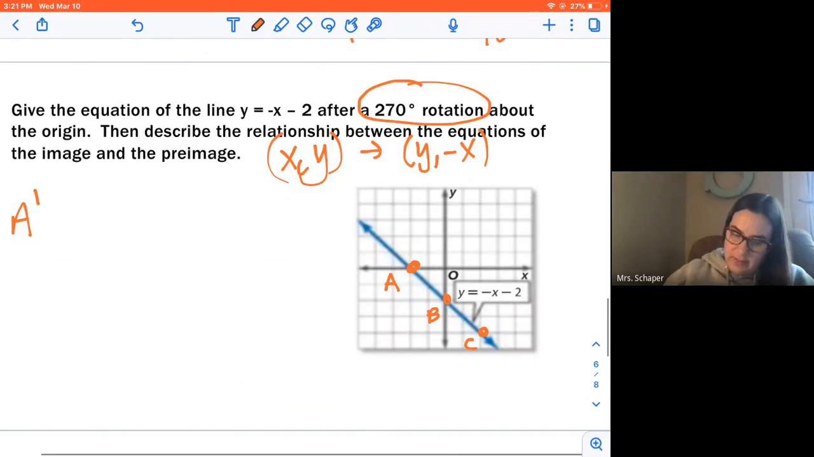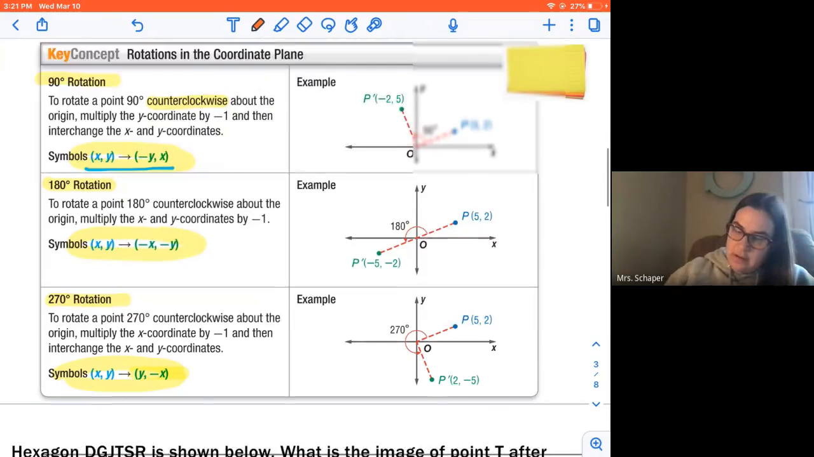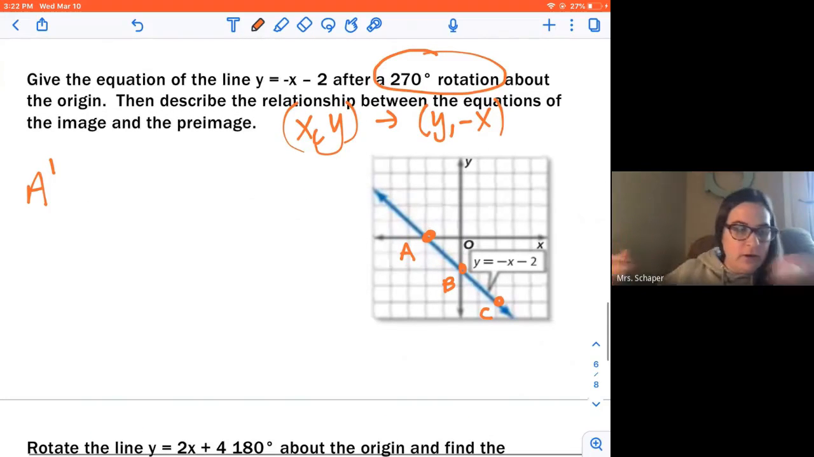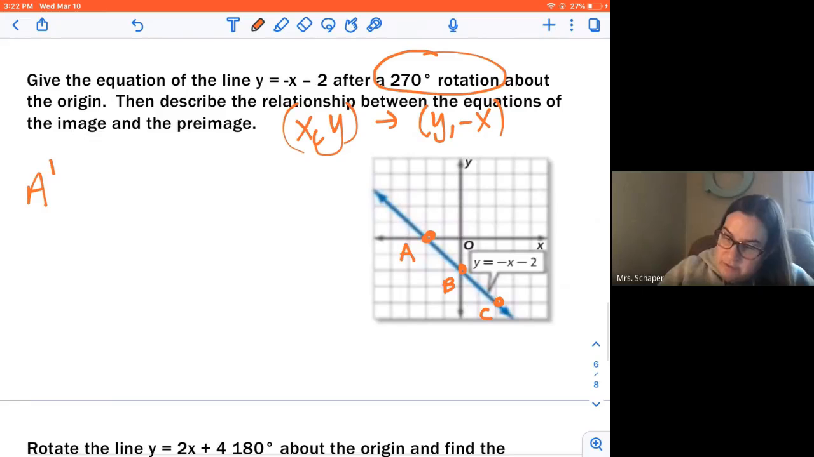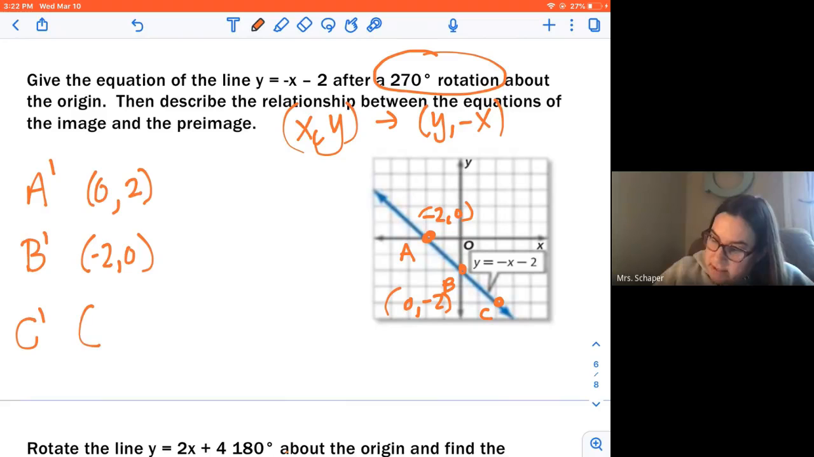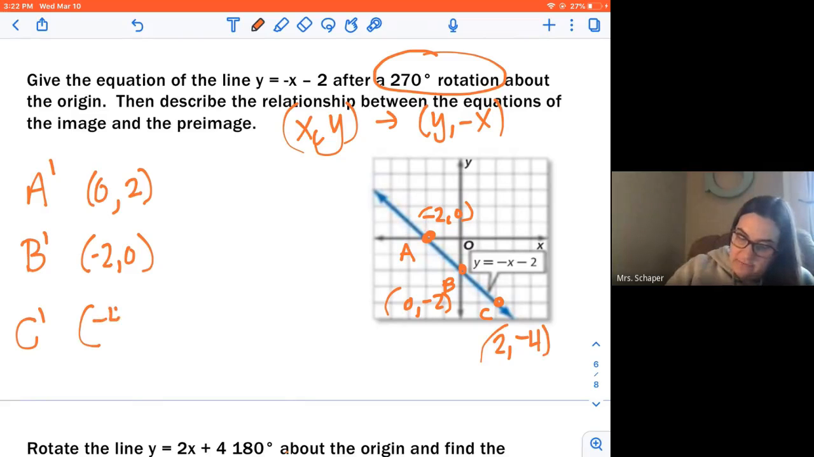Did I say that right? Yep, (y, opposite x). Again, I got to double check. I don't want to make a mistake. And if I do, I'm human. We talked about that. So A is at negative 2, 0. So it becomes 0, 2. And then B is at 0, negative 2. That's going to be negative 2, 0. And C is at 2, negative 4. That's going to be negative 4, 2.